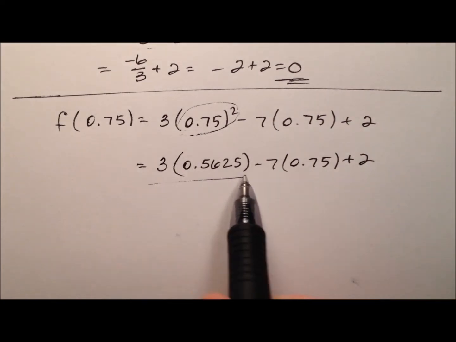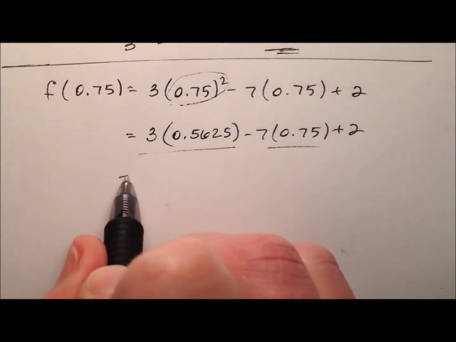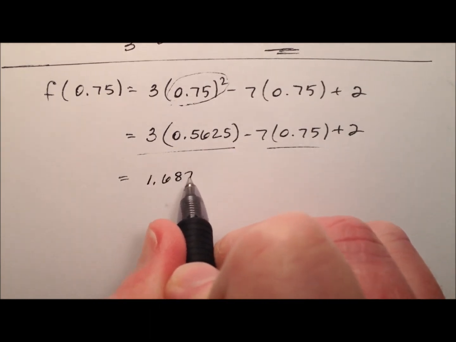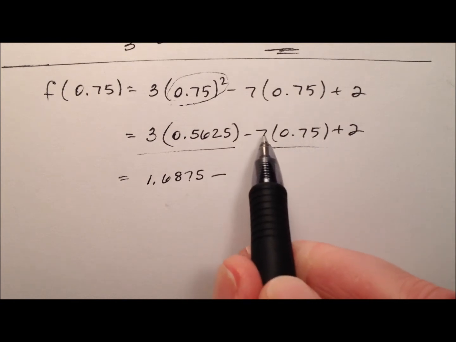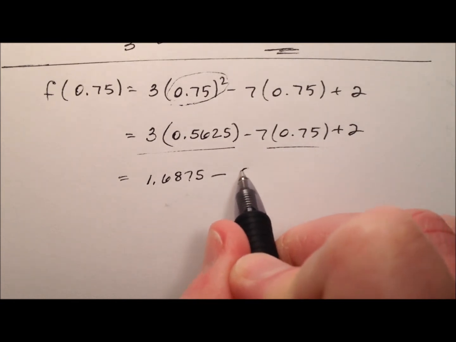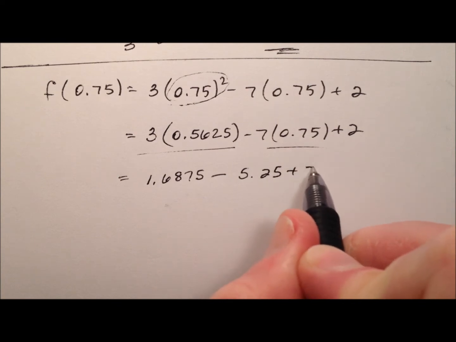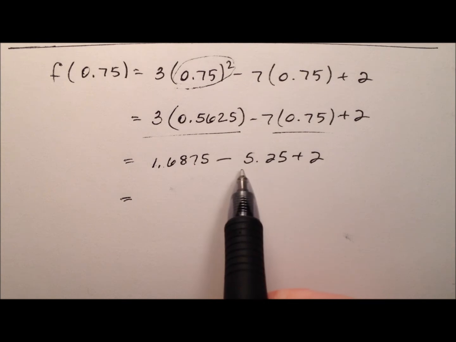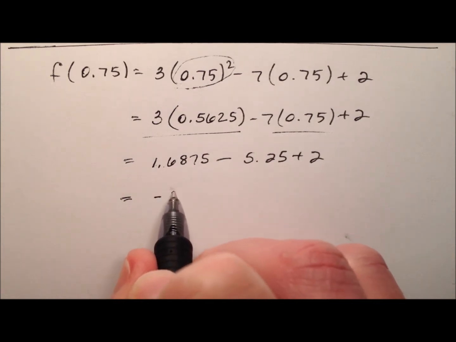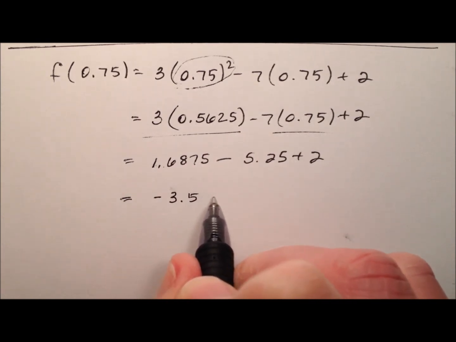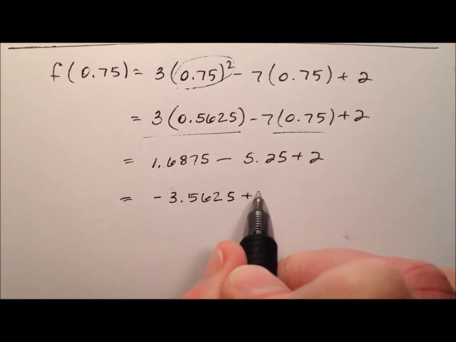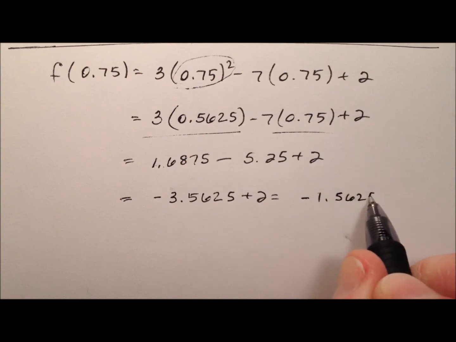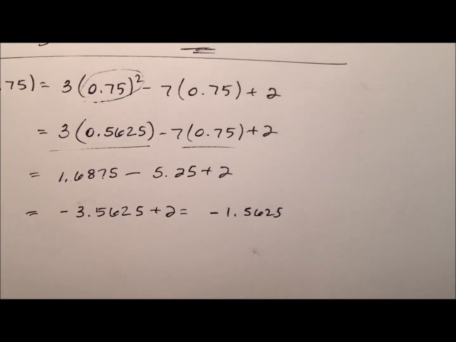Okay, now we can do some multiplication here and here, and let's see, 3 times this should give us, let's see, 1.6875, well, minus, let's see, 7 times 0.75, should be 5 1/4. And we have that, and then let's put it all together. So 1.6875 minus 5 1/4 should be what? Negative 3.5625 plus 2. So I end up with negative 1.5625. Okay, whew, those decimals.